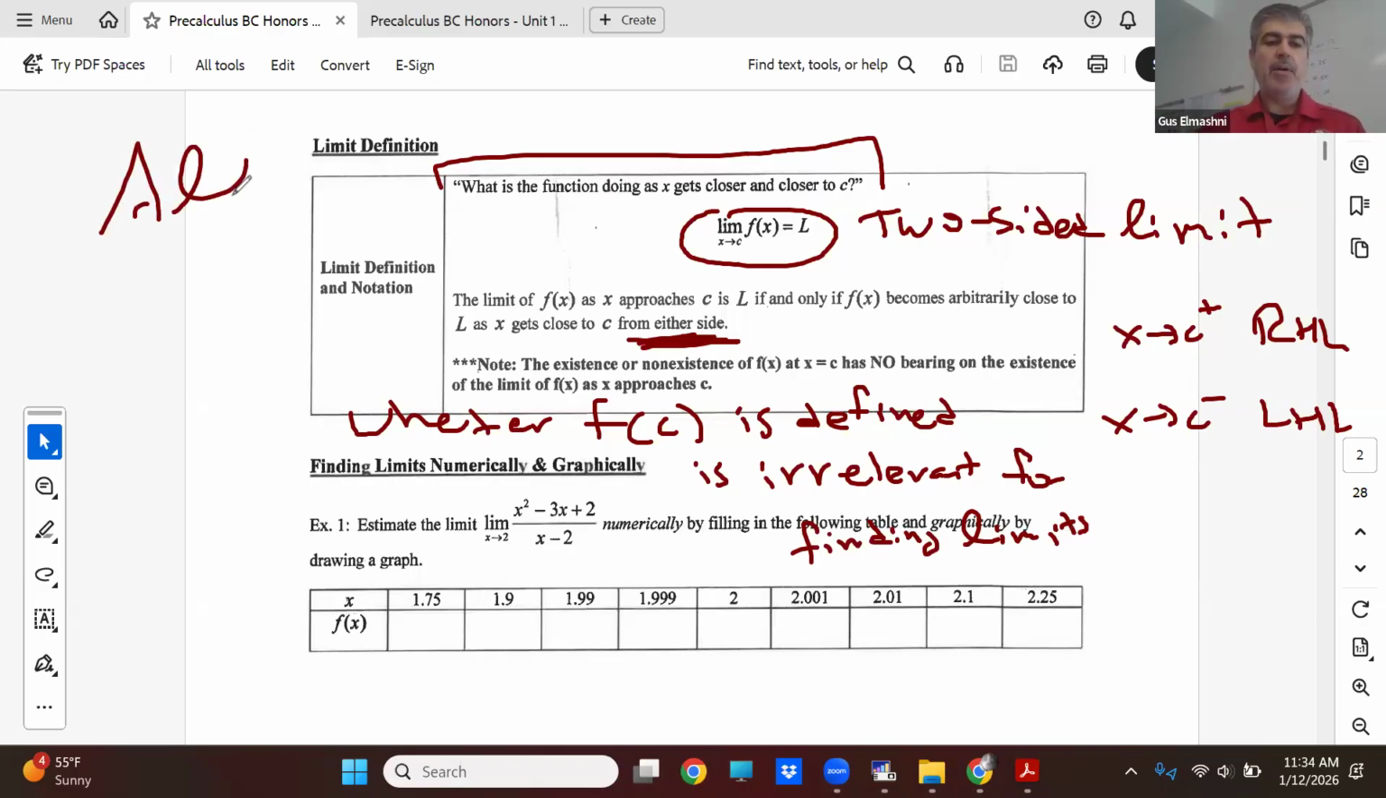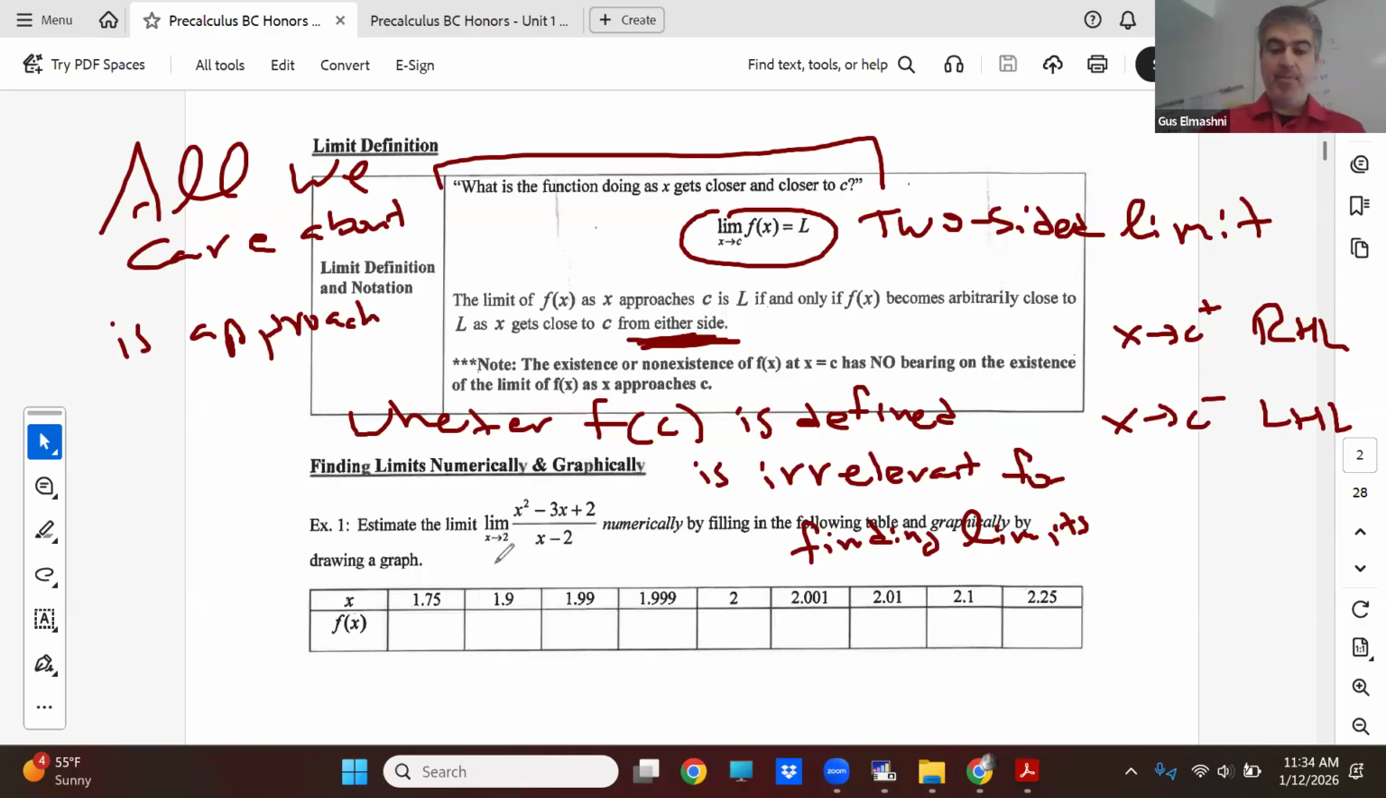So all we care about is approach. And this table, I think, does a great job of exemplifying that. So we want to approach two, right? From the left and from the right. So here's coming from the left.